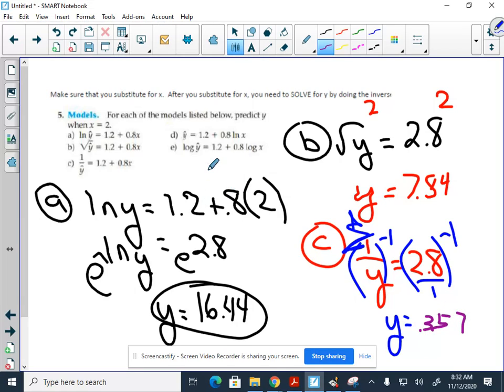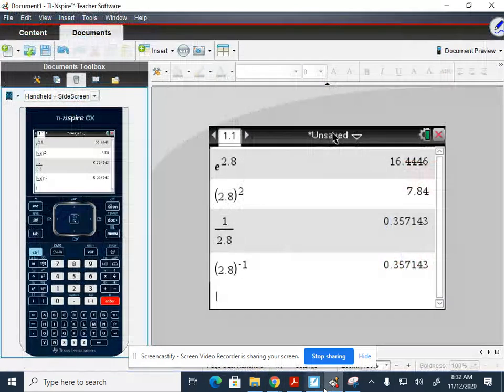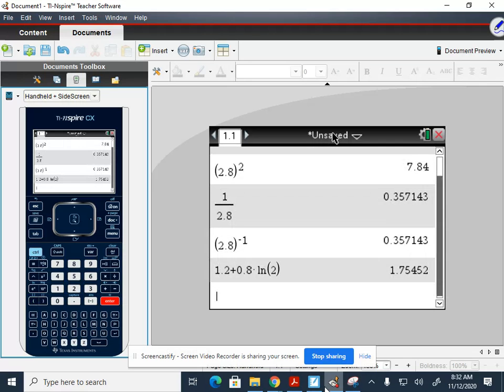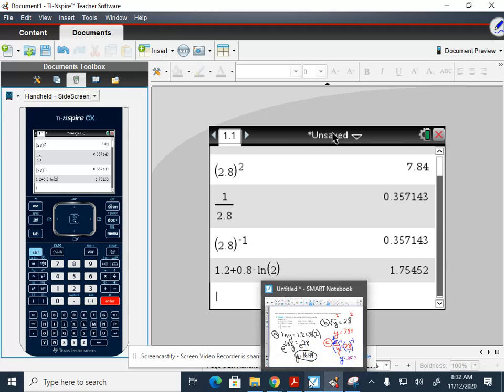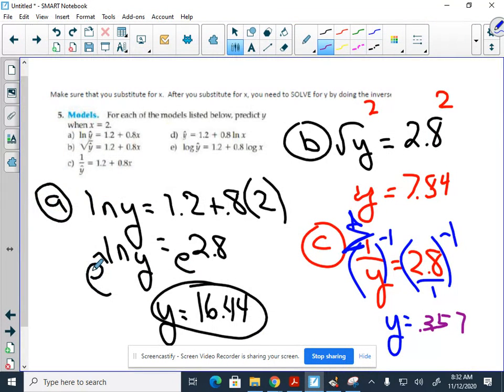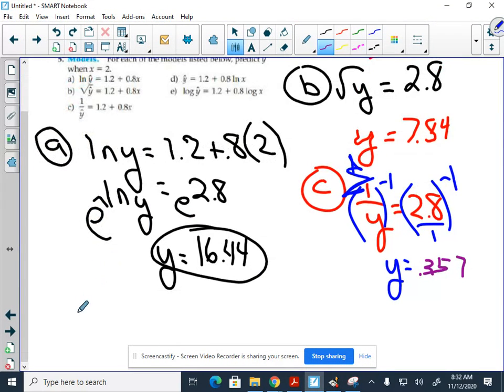Okay, this next one doesn't have anything with y. It's 1.2 plus 0.8 natural log of x. So if you type it in, you get 1.75. That one is what it is. Okay? So that one's 1.75 for that one.